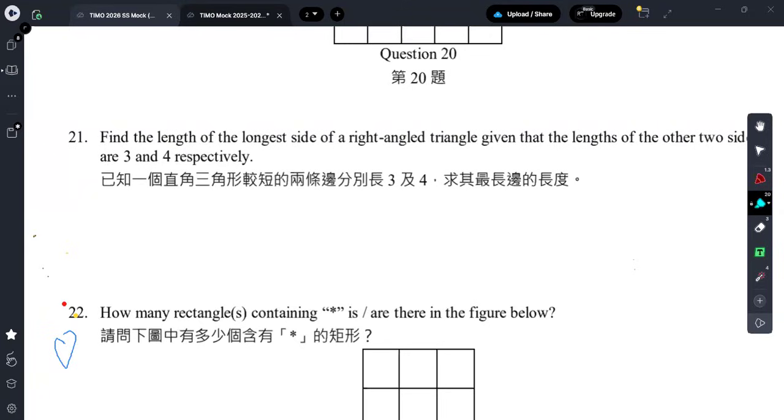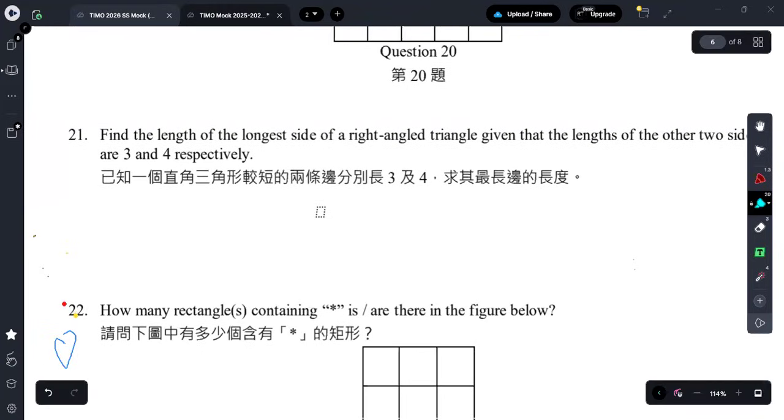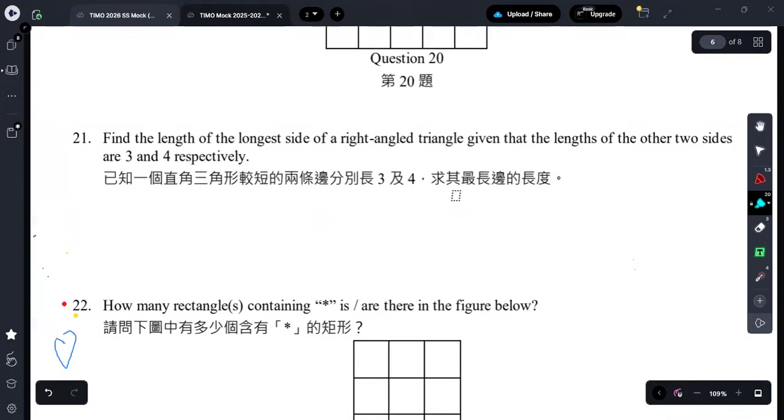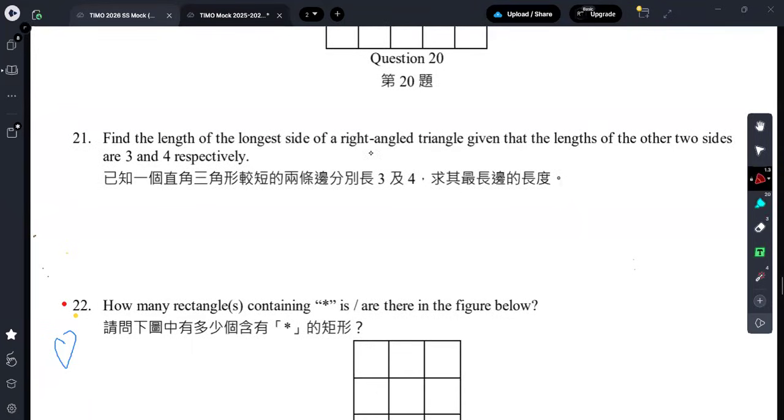Okay, so we are going to continue. We'll start with number 21. Find the length of the longest side of the right-angled triangle if the lengths of the other two sides are 3 and 4 respectively. Okay, right-angled triangle, two sides are 3 and 4. When you say right triangle, the longest side is always the hypotenuse.